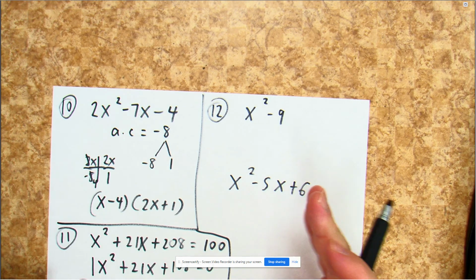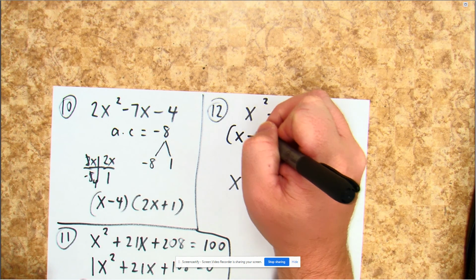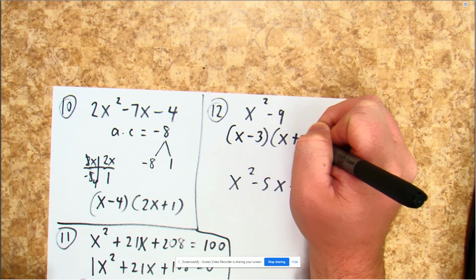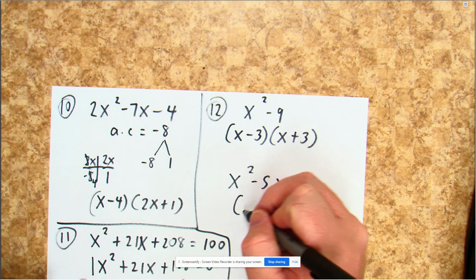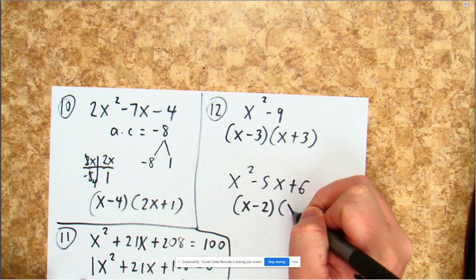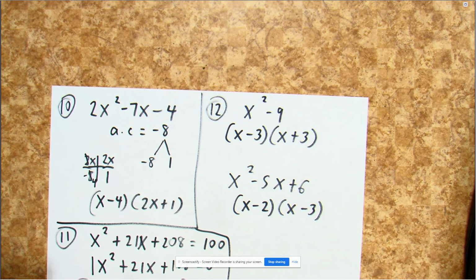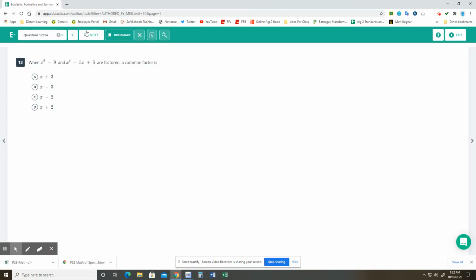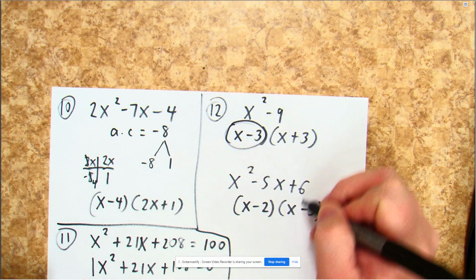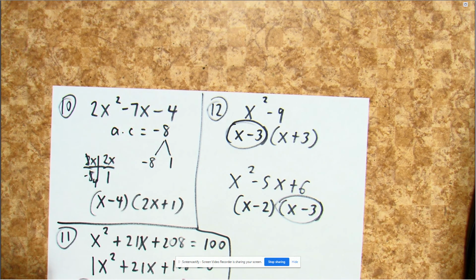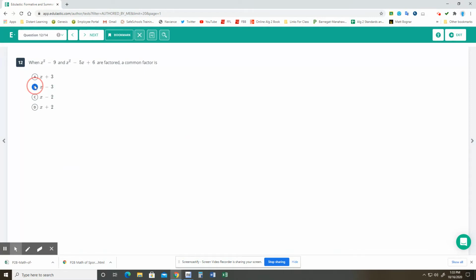With the top one, x squared minus 9, if you went through the Tucker method, which I'm going to bypass for now, you would end up with these two terms: 3 times negative 3, 3 plus negative 3. If you were to factor the bottom one, you would end up with this: negative 2 times negative 3, negative 2 plus negative 3. They work. Now the question was, a common factor is, it's got to be x minus 3. That's what they have in common. You can see right here, x minus 3 is that solution.